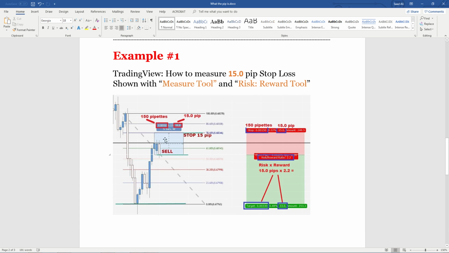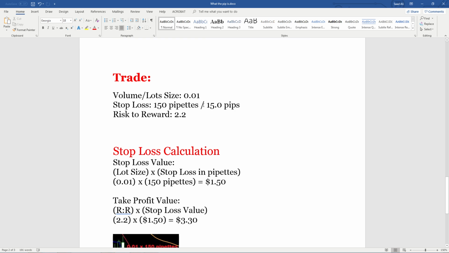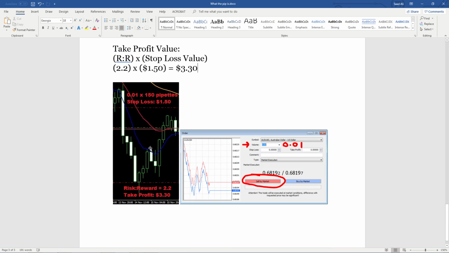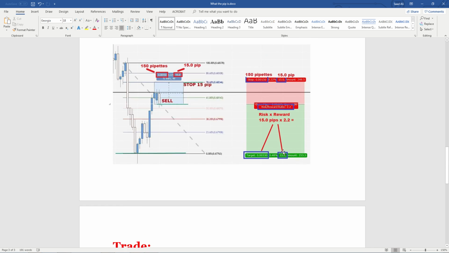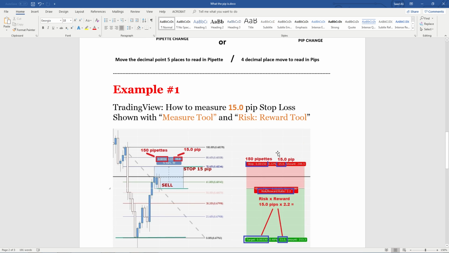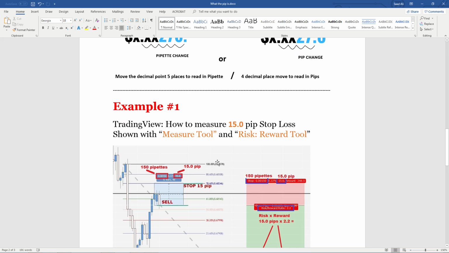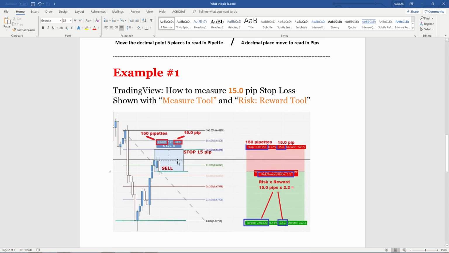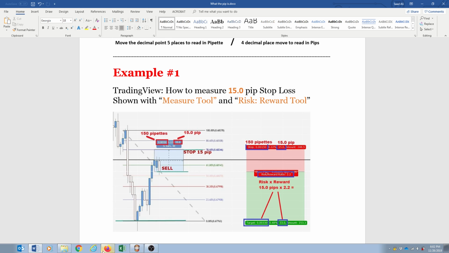So in TradingView, we found out how many pips we're risking. Then we went to MetaTrader 4 and placed our trade, 0.01. We dragged a stop loss back, and it showed us 150 pipettes, which equaled $1.50. Then we let it go, and we set our stop loss at 150 pipettes. So that's how you use TradingView and MetaTrader 4 to place trades and know how many pips or pipettes you're risking. Now I'm going to show you the last example.